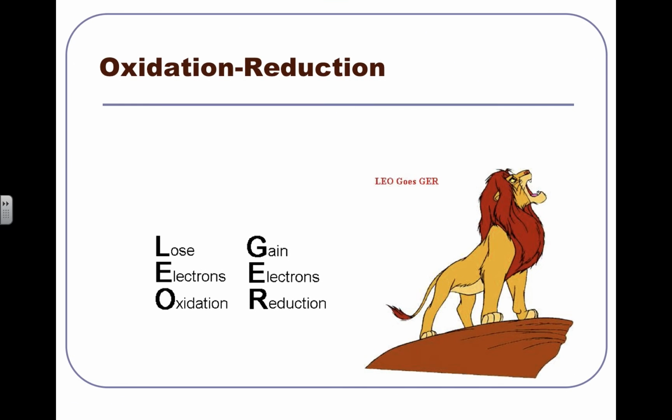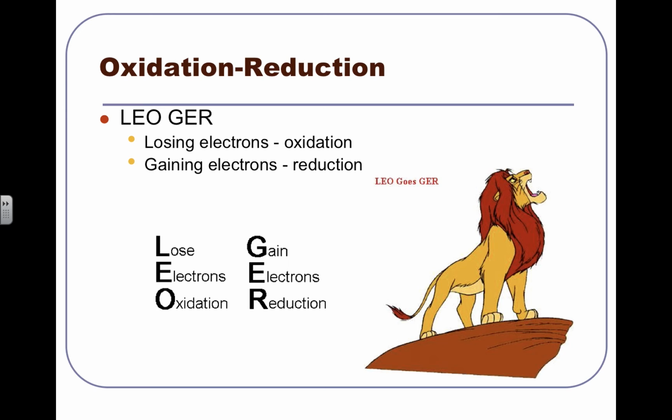Okay, so another mnemonic device that some people like is Leo the lion goes grrr. Again, losing electrons, oxidation, Leo; gain electrons, reduction, grrr. So whichever one works for you, or you can just learn it, either one's great.